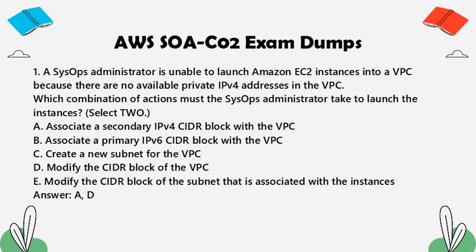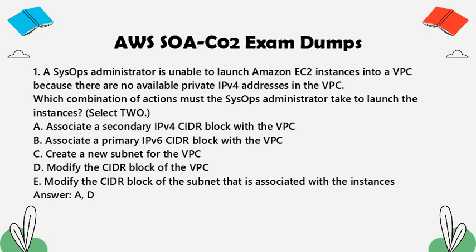1. A SysOps administrator is unable to launch Amazon EC2 instances into a VPC because there are no available private IPv4 addresses in the VPC. Which combination of actions must the SysOps administrator take to launch the instances?